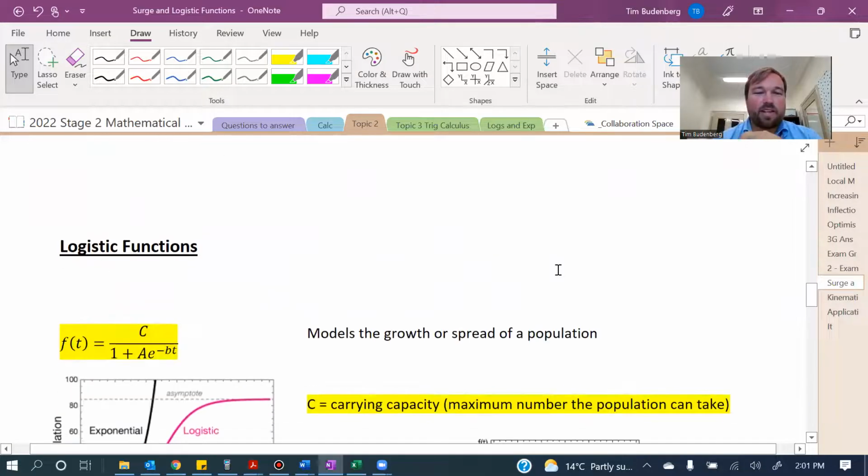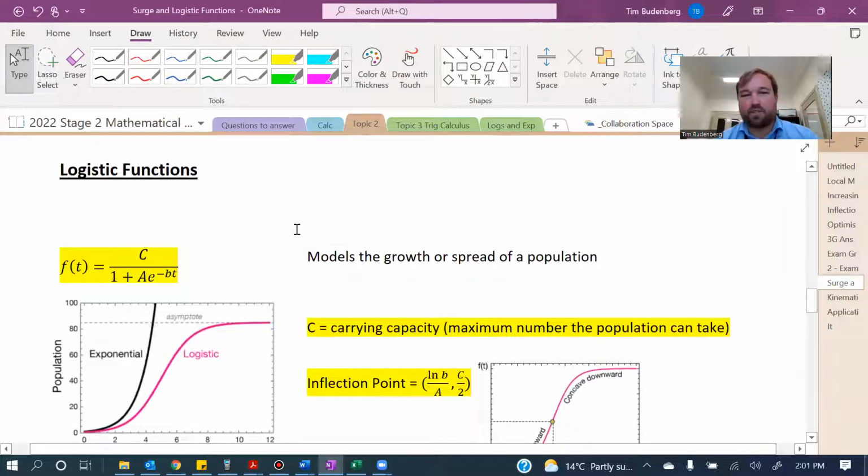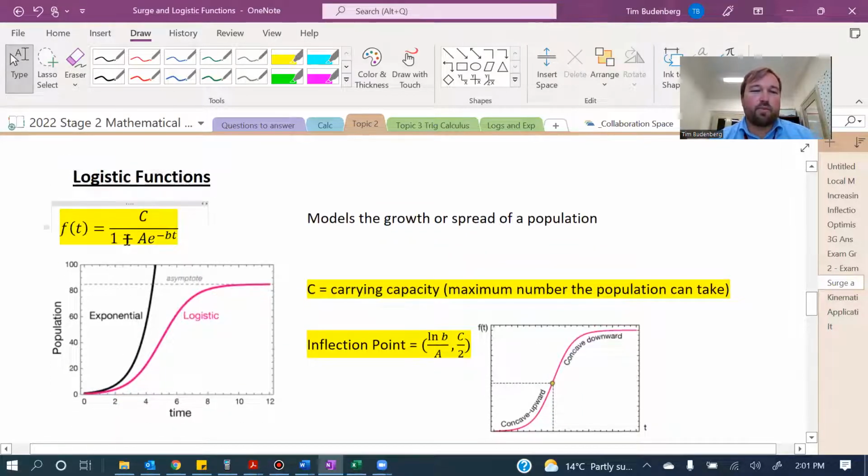Second data set, or second function type, is logistic functions. Logistic functions come in this form here. Again, they're a function of time: f(t) equals C over 1 plus A e to the minus Bt. That's the general form of a logistic function. What it models, rather, is population growth or the spread of something through a population. The most traditional example is either spread of a rumor through a population or spread of a virus through a population. We'll come to that in a sec.